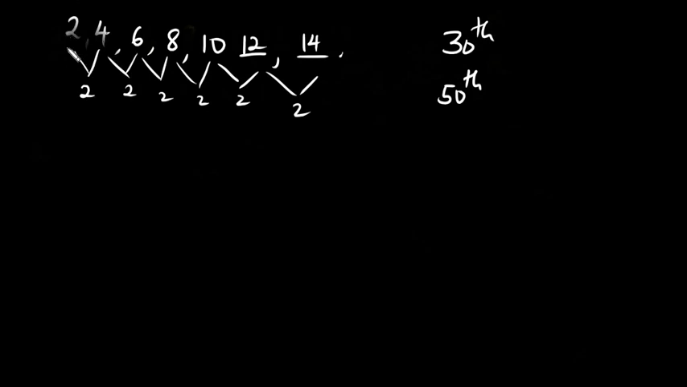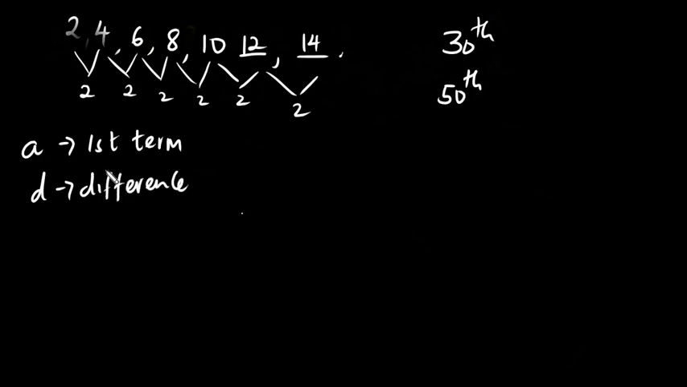Let's call this first term here, that is 2, A. So this is the first term. The difference between any two consecutive numbers, let's call it D. So this is the difference, or we can call it the common difference, since it's common for each case. I want us to write each of these numbers in terms of A and D.